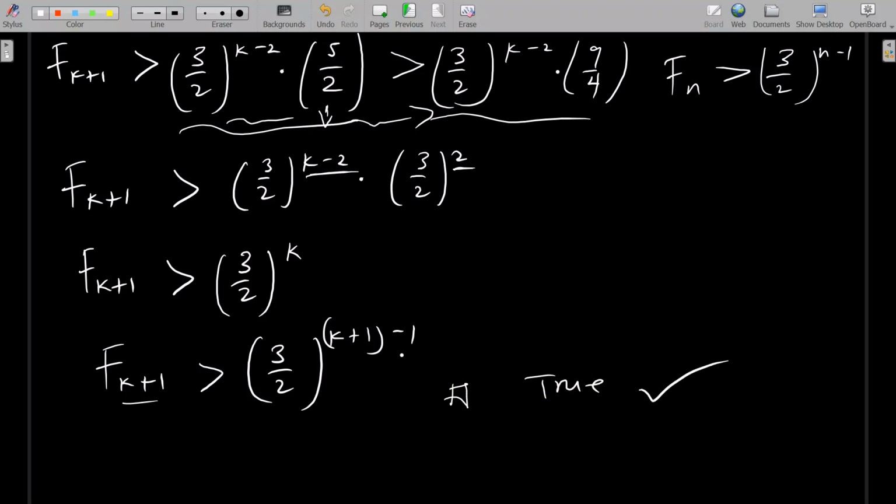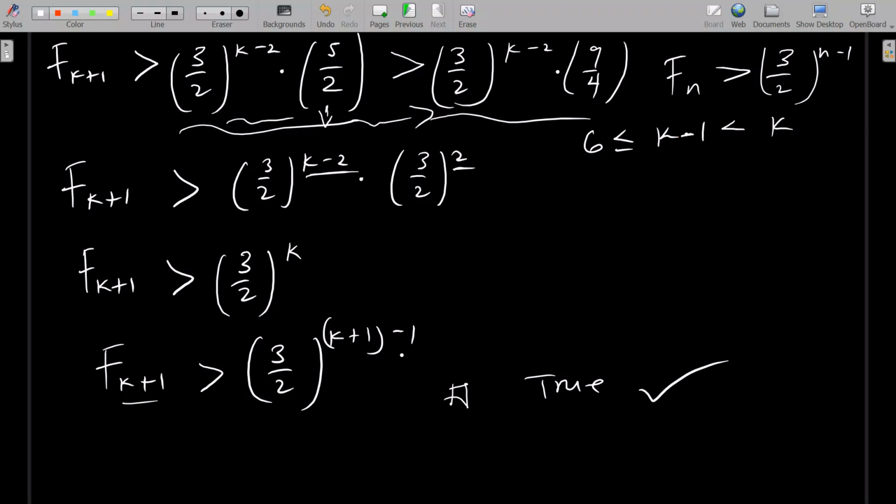This is true. So we are done with the claim. Actually, the claim is true, right? Everything is true. But the problem is with this part here, because we said 6 is less than or equal to k minus 1 and less than or equal to, so less than k, right? Less than k.